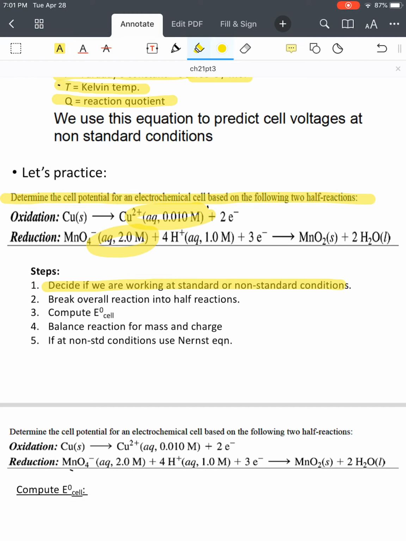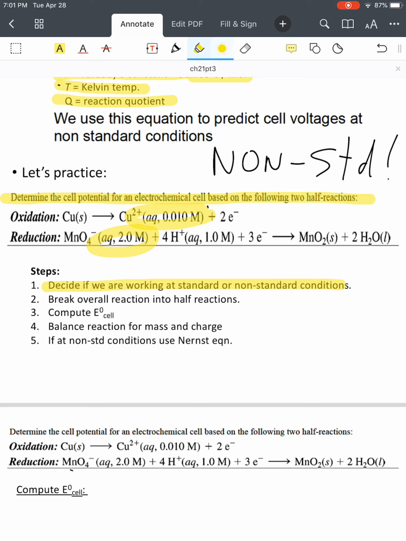Are those concentrations 1 mole per liter? They're not, are they? For a standard condition cell, you have to have 1 molar concentrations of everything, all ions that are present. We don't have that. So we know we are certainly working under non-standard conditions here. That makes a lot of sense since we're trying to highlight use of the Nernst equation. You use the Nernst equation for non-standard conditions. So what's our next step?